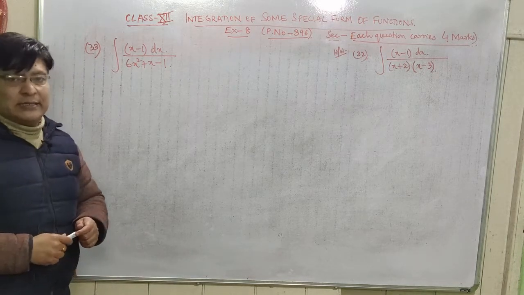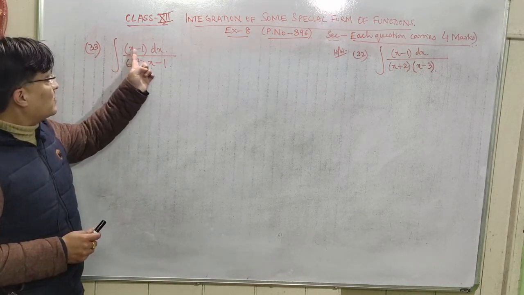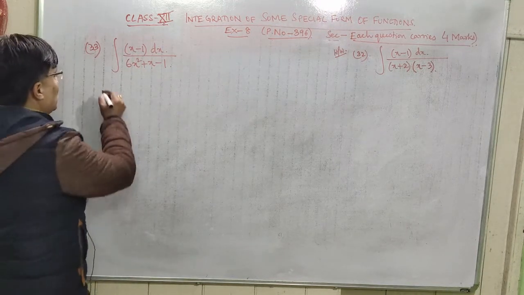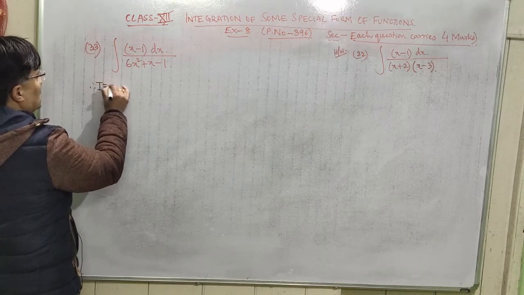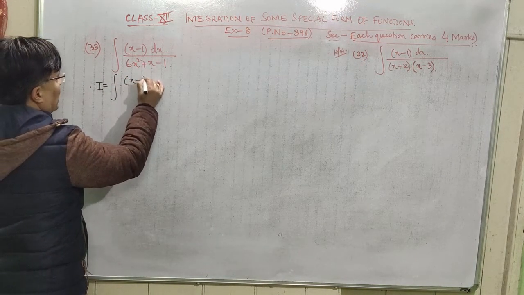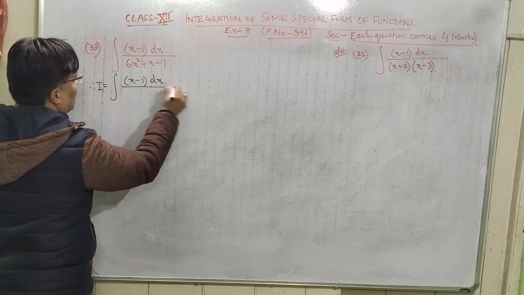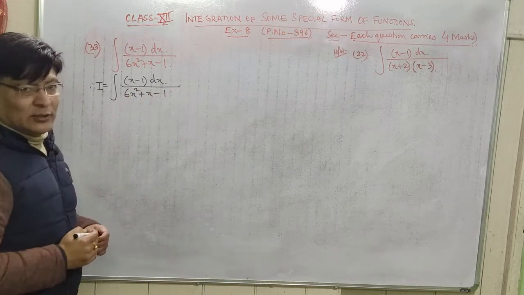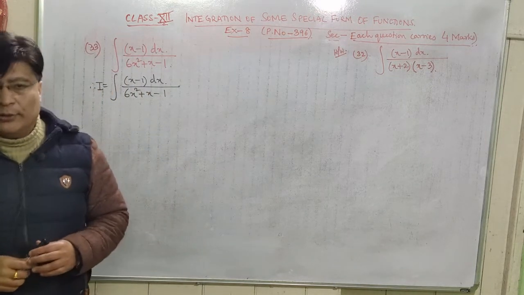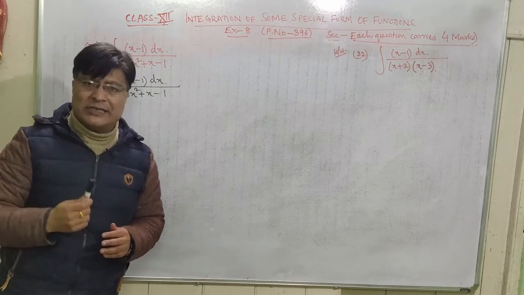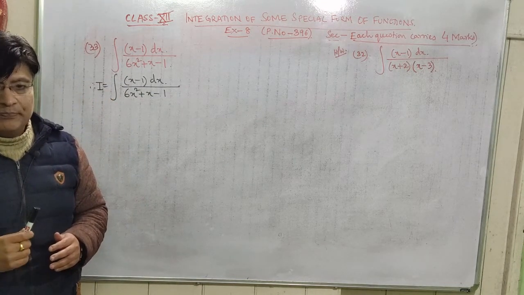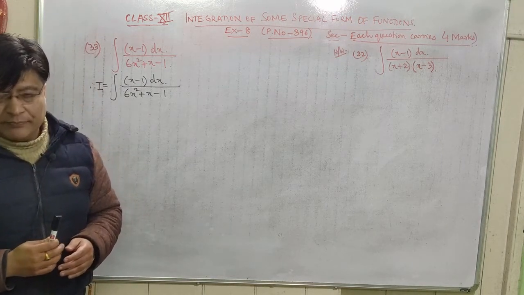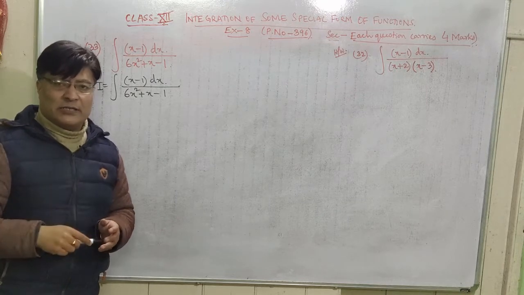So you have to integrate the integral of x minus 1 into dx divided by 6x square plus x minus 1. So let us write here I is equal to integration of x minus 1 dx divided by 6x square plus x minus 1. Okay. Now in this case also, the highest power of x in the numerator is less than the highest power of x in the denominator. So in this case, first of all you have to factorize the denominator. Then you can convert this fraction into partial fraction.